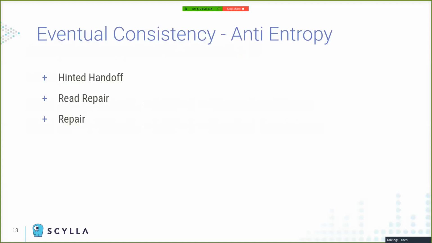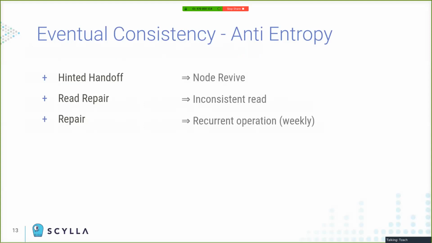So I mentioned eventual consistency, and that in some cases the data might not be written to all the replicas, and the user actually gets a success. So when and how is this data synchronized? There are 3 mechanisms to do that with Scylla, and all of this, by the way, is also true for Apache Cassandra. The first is hinted handoff, the second is read repair, and the most important is repair.